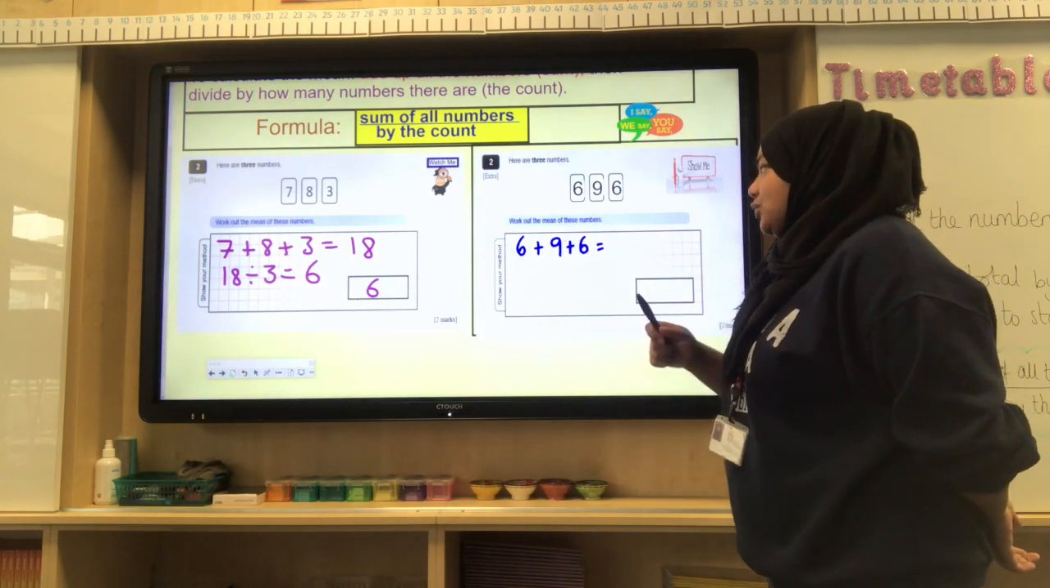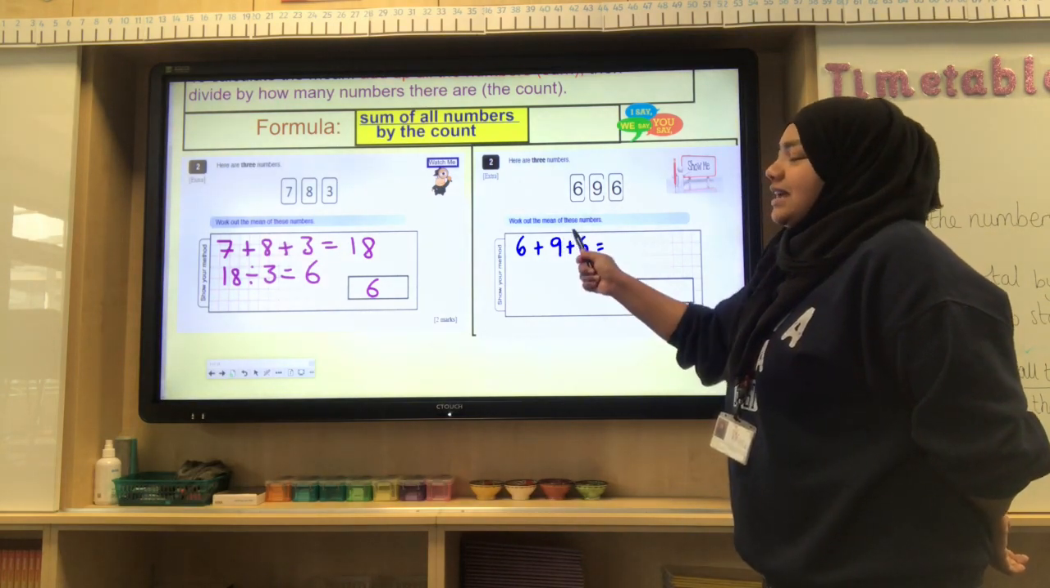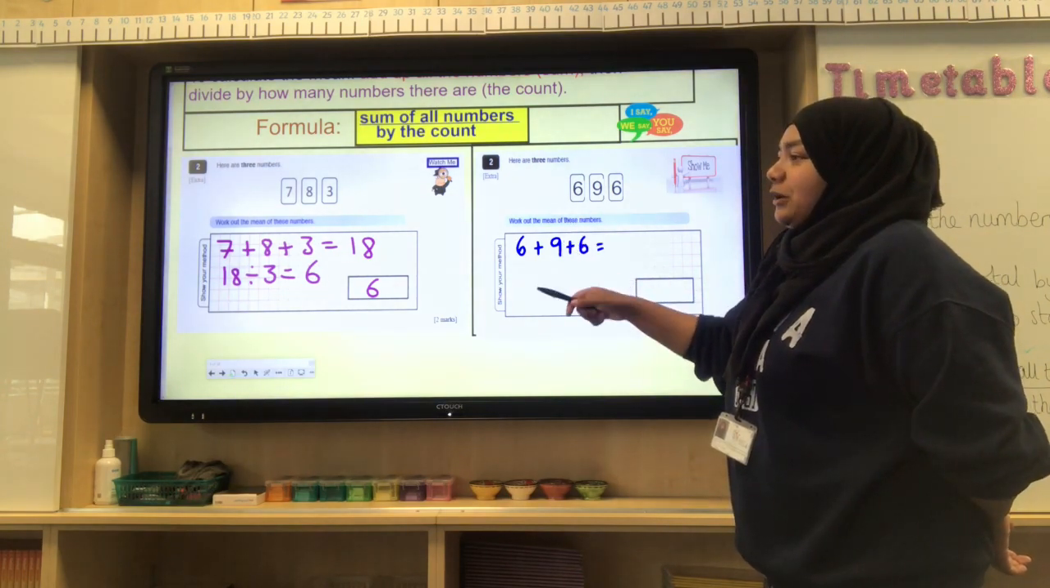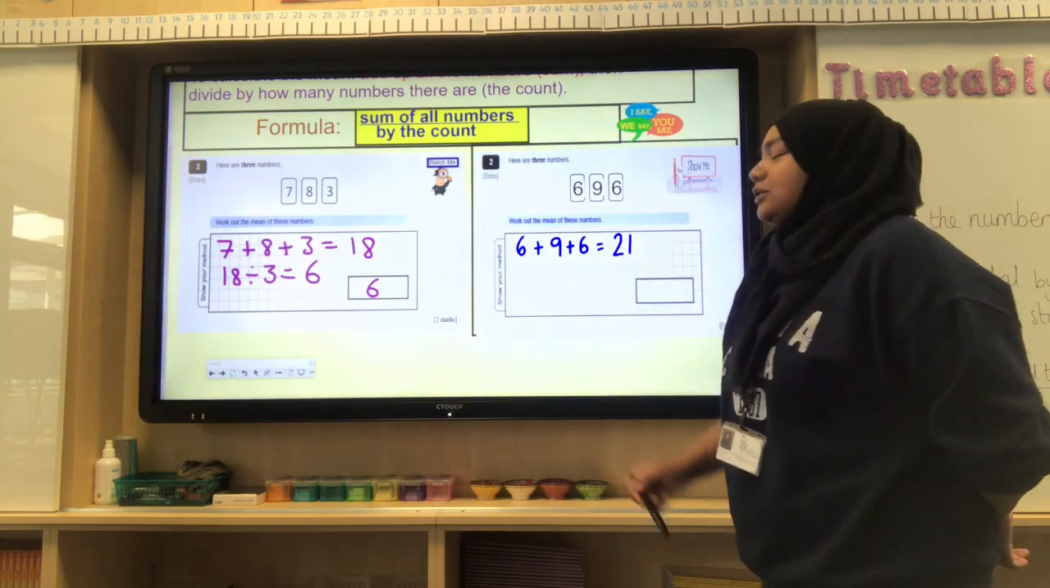So 6 add 6 is 12. 12 add 9. So 9 is really close to 10. So I can do 12 add 10 and then take away 1. 12 add 10 is 22. Take away 1 is 21. So it's a good strategy you can use in your head.